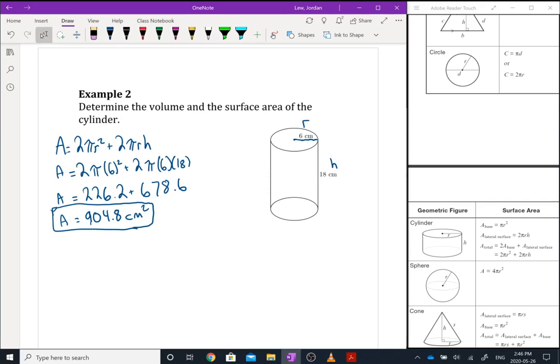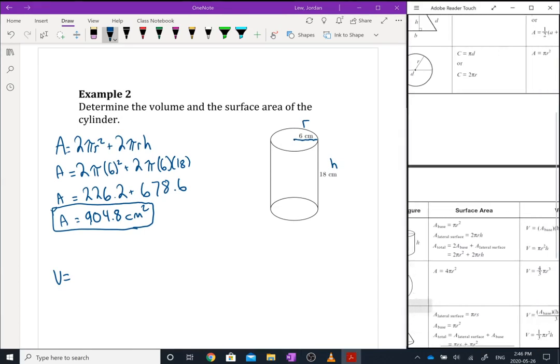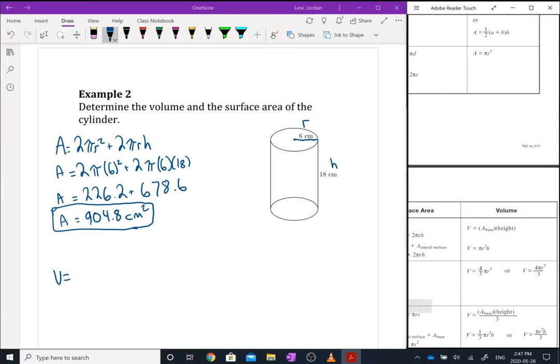Let's look at the volume now. So the volume, we'll go back over to our formula sheet on the right here. Cylinder is at the top. We'll scroll over to the volume area. We have pi r squared times h, or basically the area of the base times the height. And you will notice for a lot of these 3D objects, the volume is going to be roughly the same general formula: the area of the base times the height.